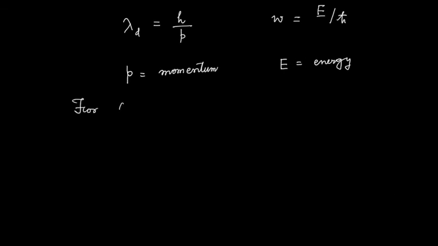Now for the photon, this works out very well. For radiation, we know that lambda of the radiation times nu is the speed of the radiation, and nu is omega by 2 pi, which is the speed of the radiation. This we know for radiation.